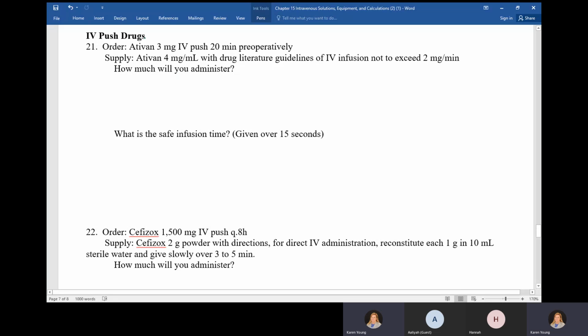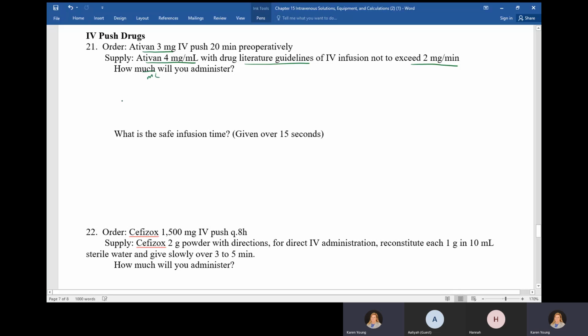So we know that we have 3 milligrams. I have in my bottle or in my vial 4 milligrams per milliliter. And the drug literature guidelines for IV infusions say not to exceed 2 milligrams per minute. Okay, so the first question is how much will I administer? How many milliliters? How much you administer is always milliliters.